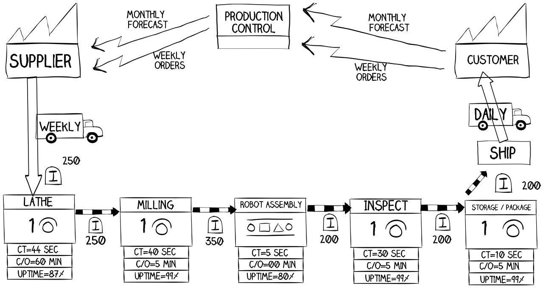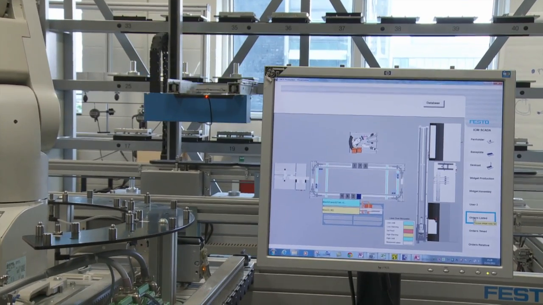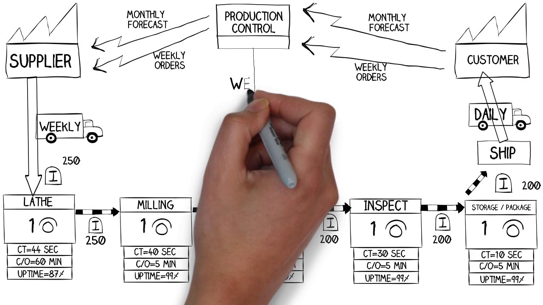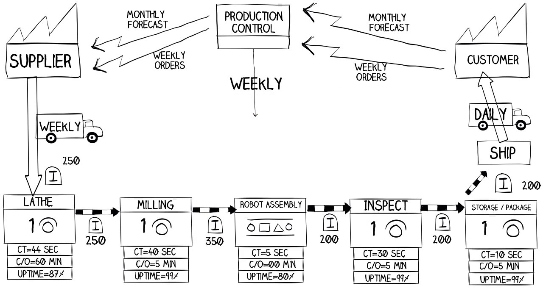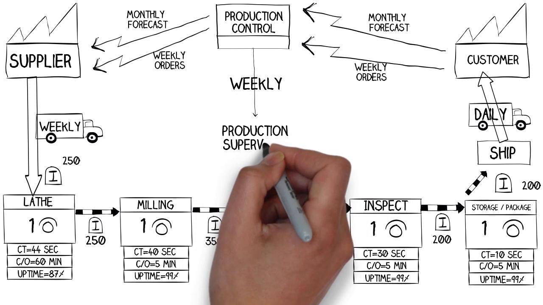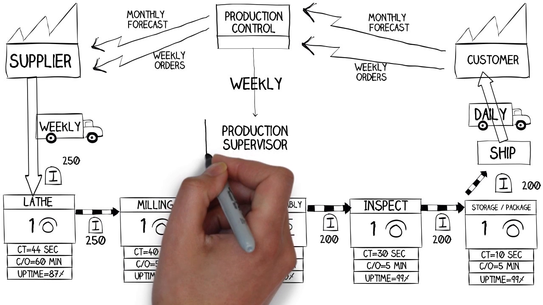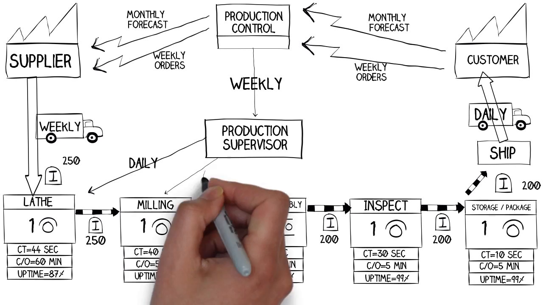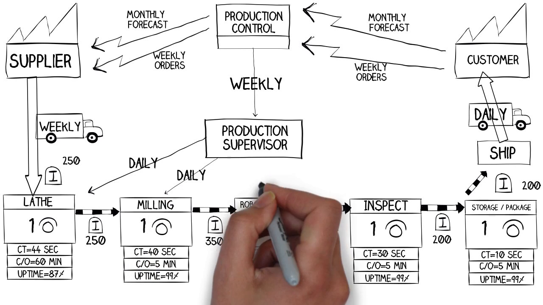Then within the factory we're going to show some information flows. Production control can see the flow of movement of material and information through the factory floor. They give weekly orders to a production supervisor, and then the production supervisor is able to give that information daily to each of the different process steps throughout the factory. So that's the value stream map.